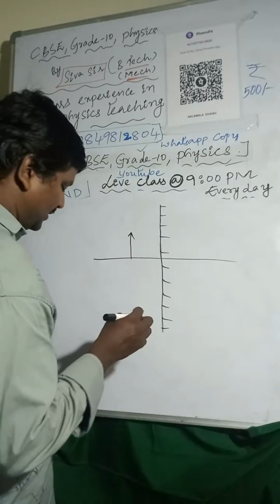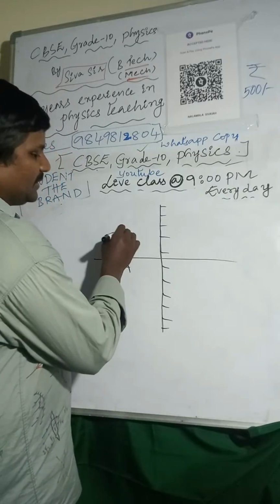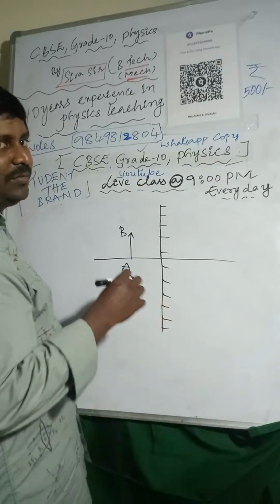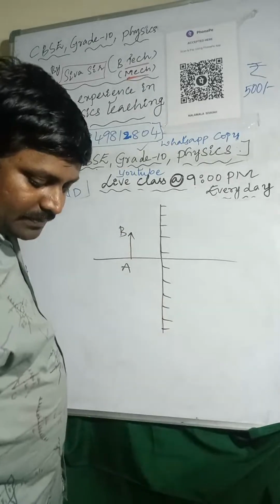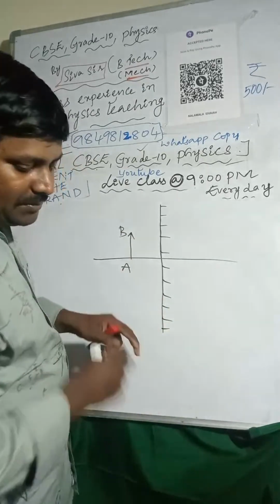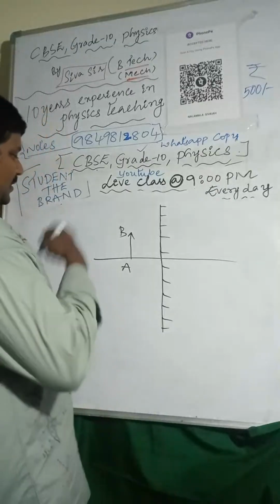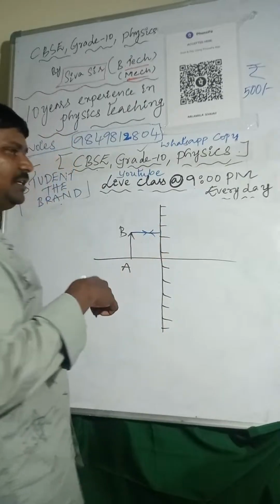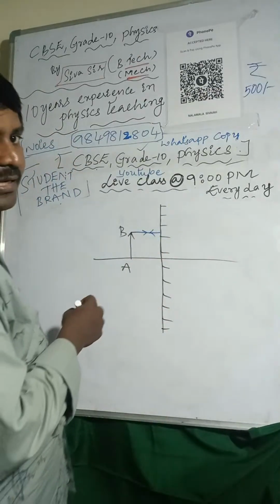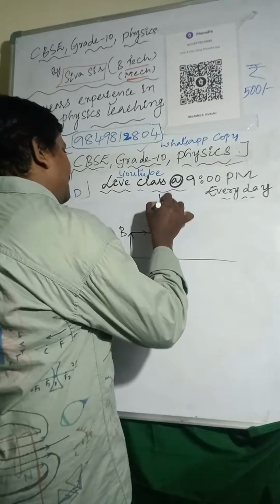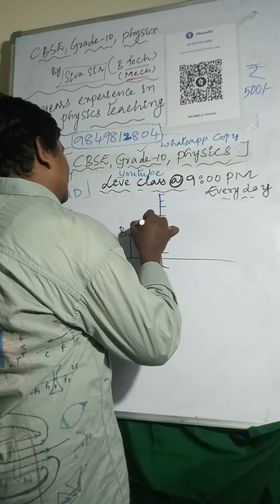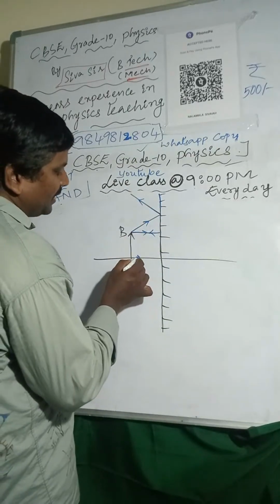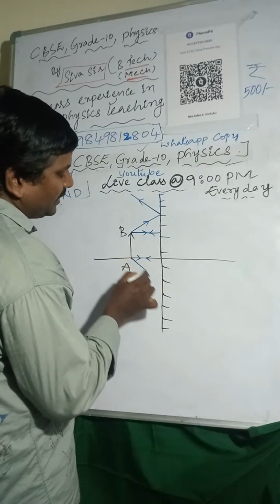Here I am taking the object. The size of the object is AB. How many rays are required to form the image of the object? Minimum 2 rays, I said. One ray I am taking like this, and another ray you can take here. And here also one ray I am taking like this.